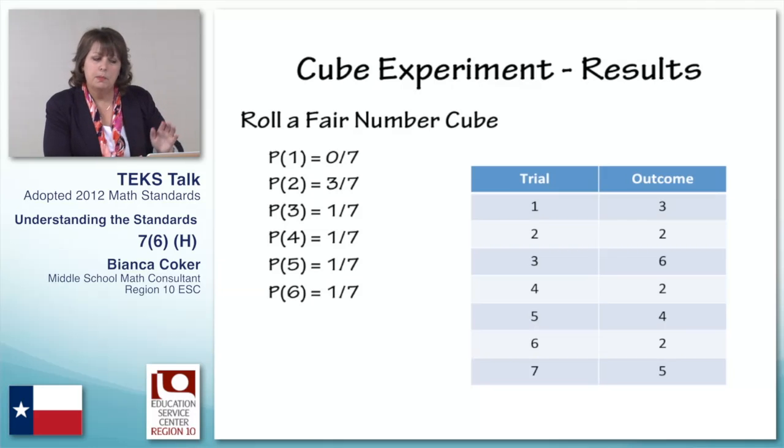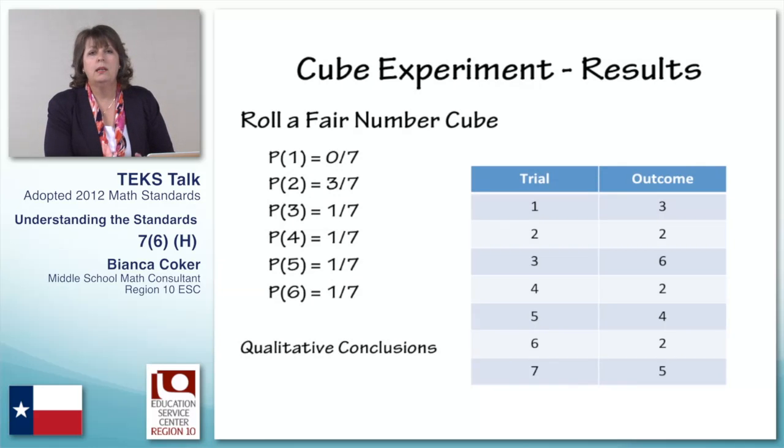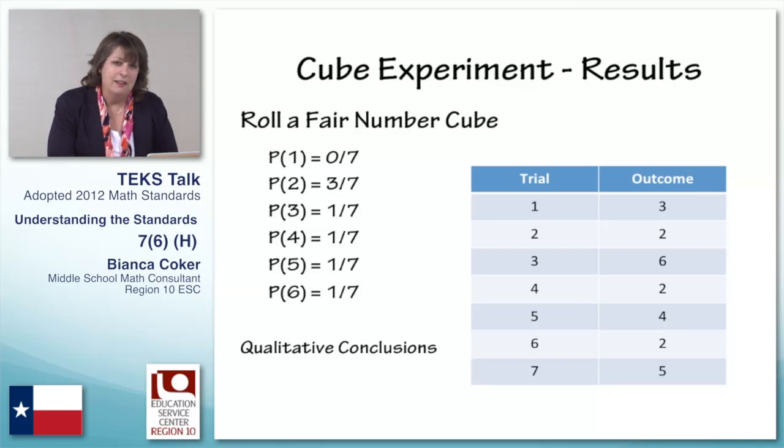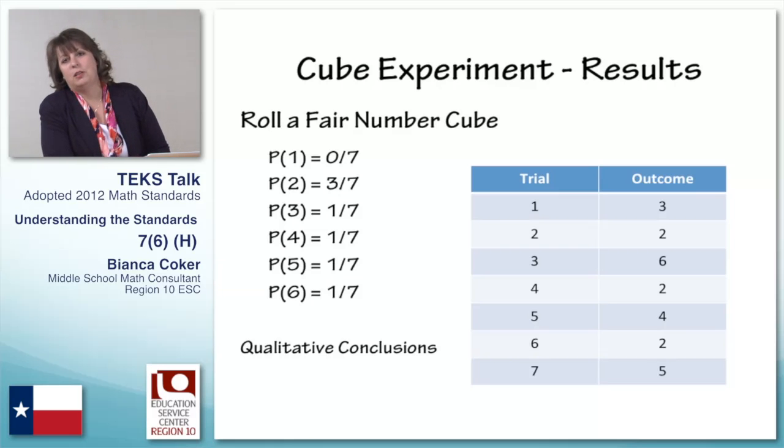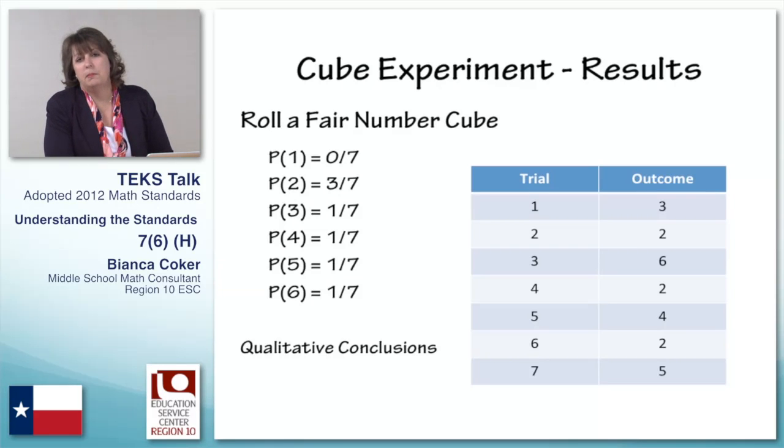So based on the experiment, we can make these quantitative statements. Looking at the data, we can make some qualitative statements. Think for a minute about the kind of qualitative statements you might make looking at this data. You probably said, it's not likely that we will roll a fair number cube and get a 1 based on this data. And you might have said, I would really like to put money down on getting a 2 rolling this fair number cube because that has the highest probability.